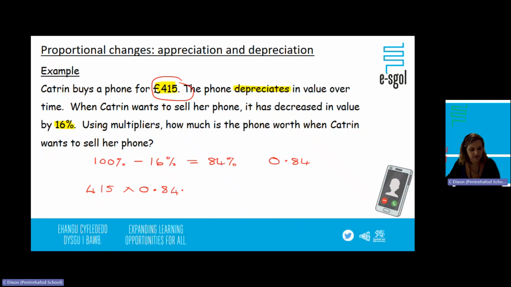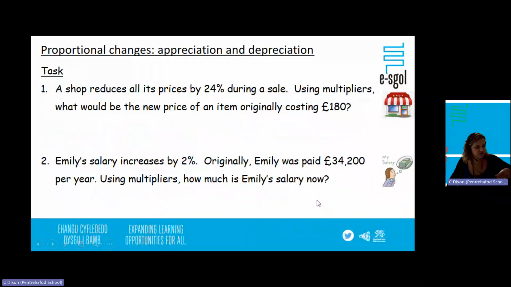So always multiplying, 415 multiplied by 0.84, £348.60. Okay, so when Catherine wants to sell her phone, because of the decrease in value, £348.60 is now how much it's worth. Okay, pause the video and try those two questions, please.